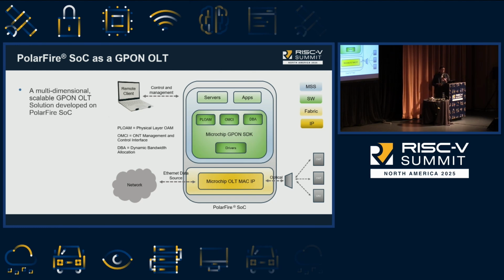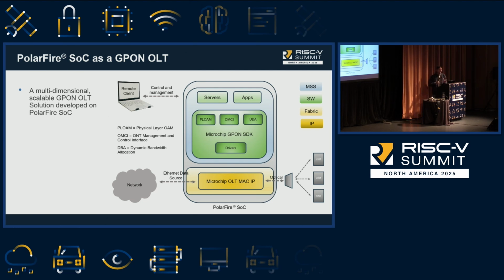The software consists of the Microchip GPON software development kit, SDK. Just a quick overview of the basic components: we have PLOM, OMCI, and DBA. The PLOM, or the physical layer OAM, takes care of the configuration and control of the OLT device. The OMCI takes care of the management part, and the DBA is the dynamic bandwidth allocation.